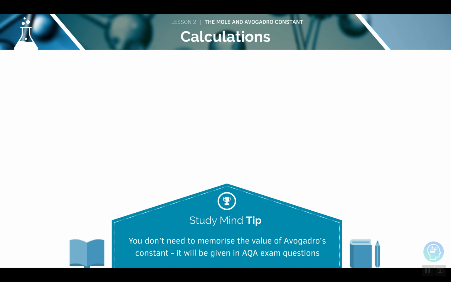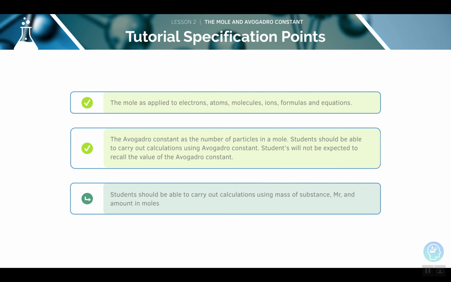Don't worry, you don't need to memorise the value of Avogadro's constant. It will always be given to you in AQA exam questions. However, it's a good idea to remember roughly what it will be, since this can save you some time in the exam.